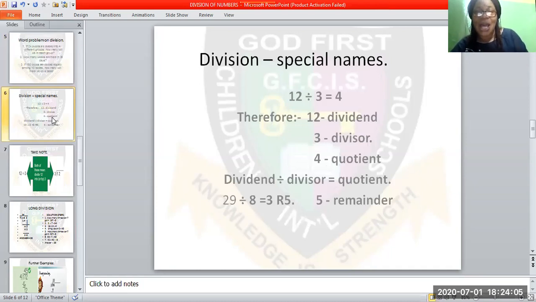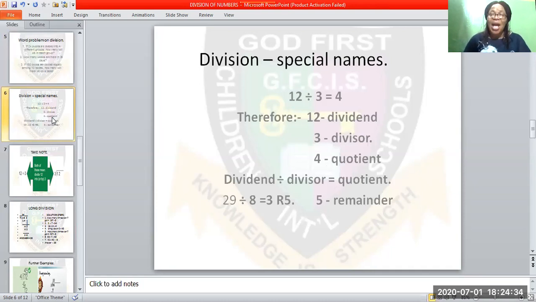Now, let's look at our division special names. As you have a name, so do the division numbers. The numbers in division, they also have a name. As names are given to all things, so also the division numbers have names.